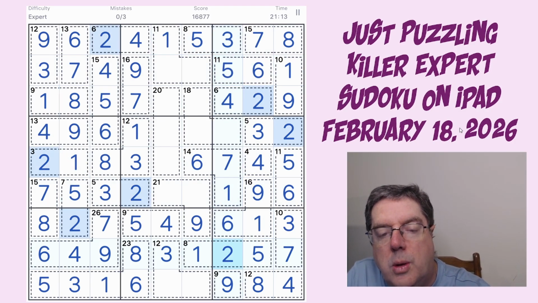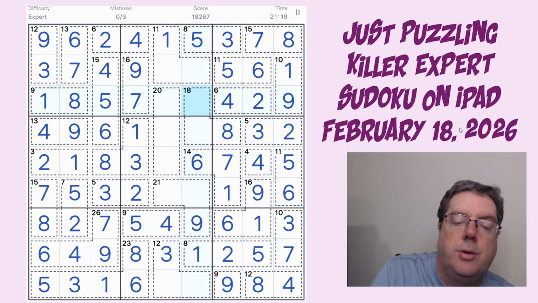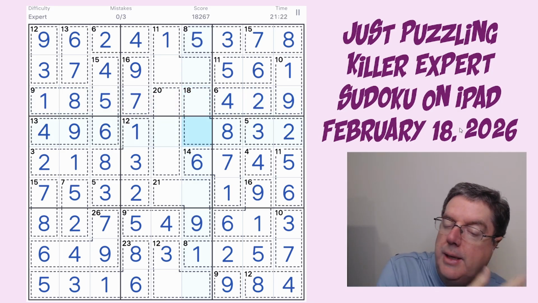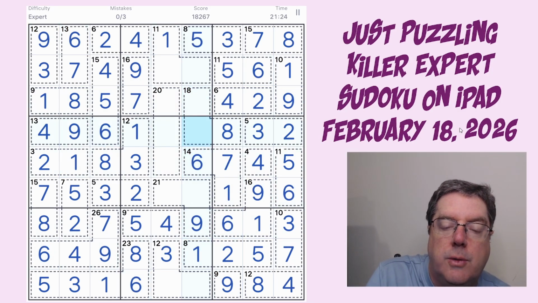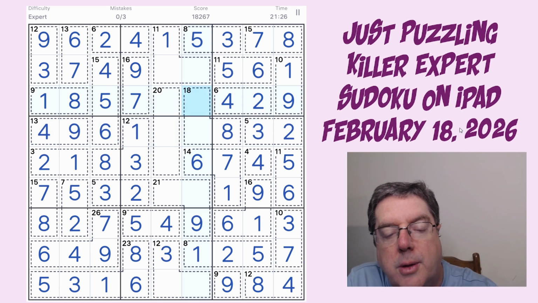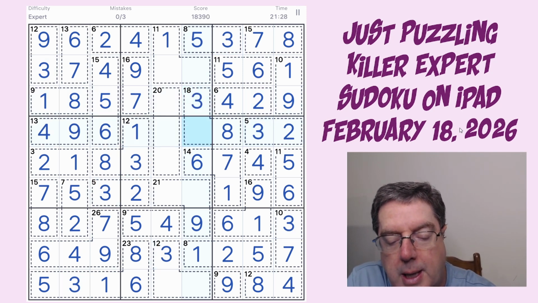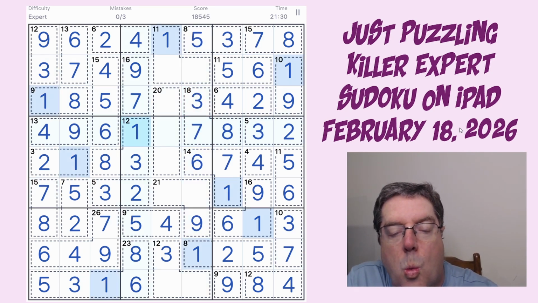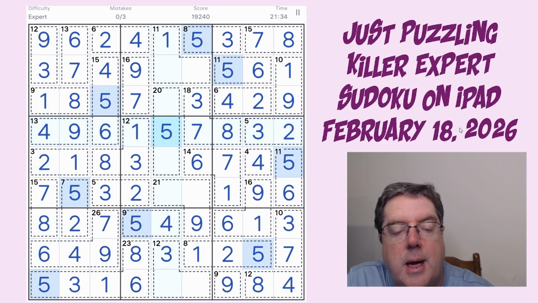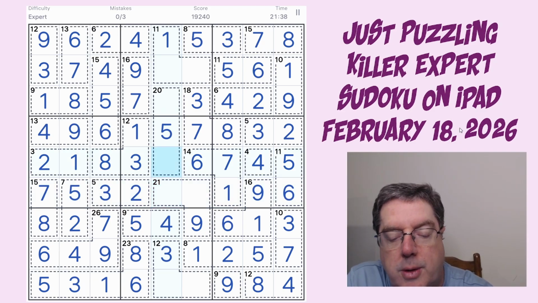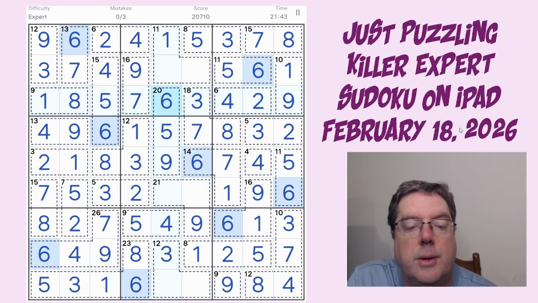1, 2, 3, 4, 5, 6, 7, 8 is there, and this will be 10. Can't be 2 and 8 because it's in the same cage. Can't be 1 and 9, can't be 6, 4, so it's 3 and 7. 3 can't be there, so this is going to be a 3 here, leaving this to be a 7. 1, 2, 3, 4, 5, so that's a 5 there. Alright, as I look at here, 9 can't be here, so this has got to be a 9. 14 to get to 20, that's got to be a 6.